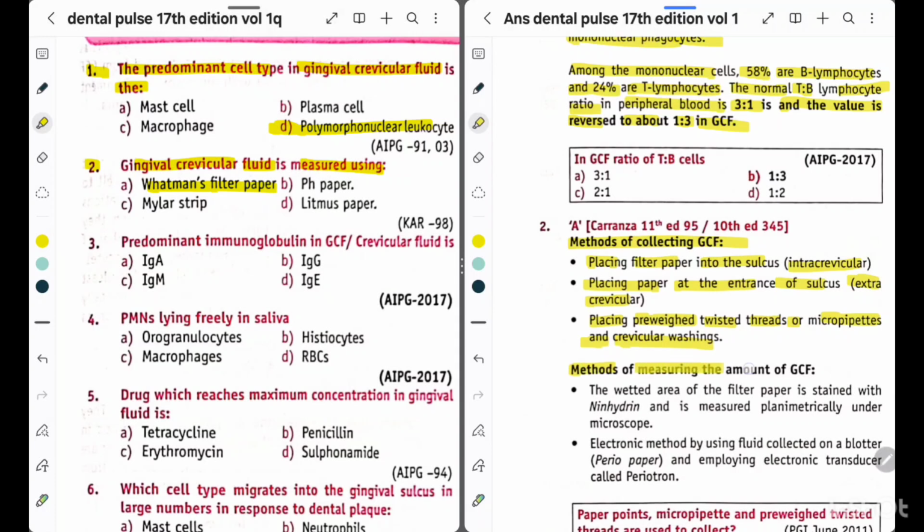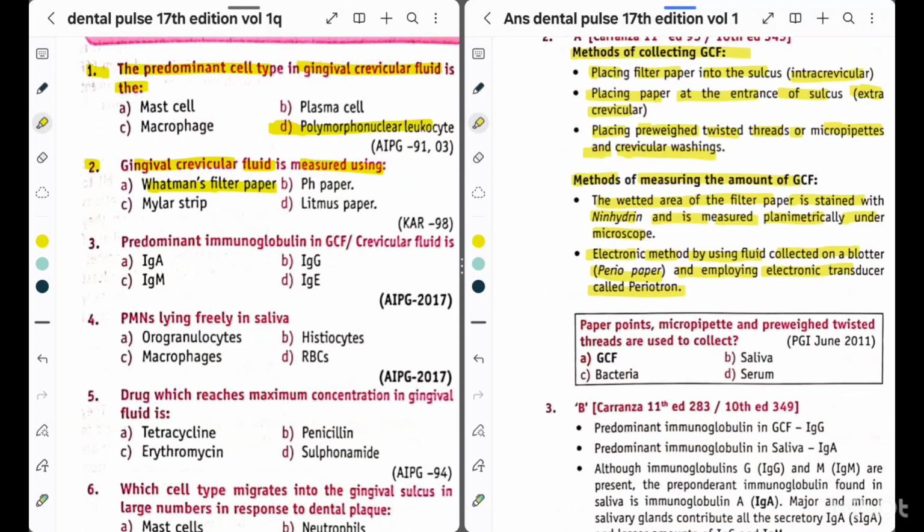Now methods of measuring the amount of GCF. The wetted area of the filter paper is stained with ninhydrin and is measured planimetrically under a microscope. Electronic method: using fluid collected on blotter perio paper and employing an electronic transducer called Periotron. The paper points, micropipette and pre-weighed twisted threads are used to collect gingival crevicular fluid.